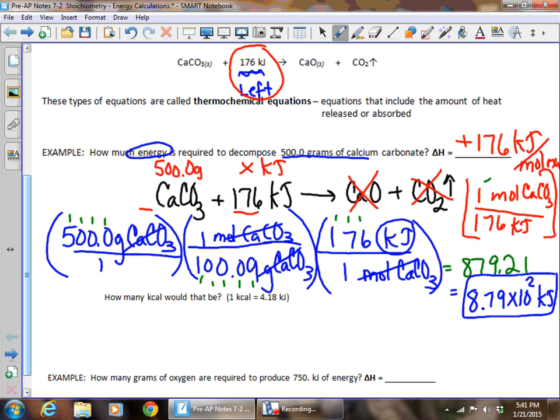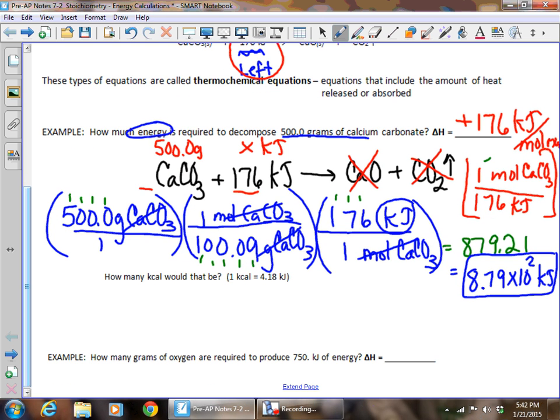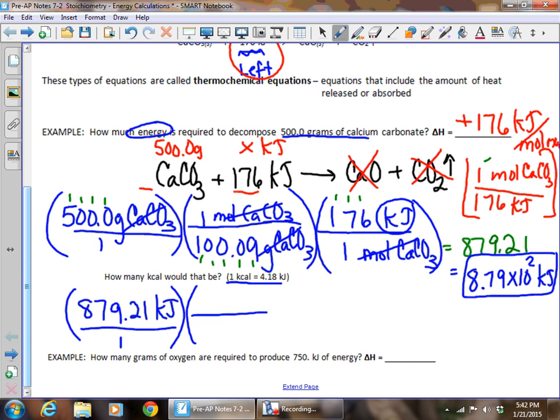Our next problem asks us how many kilocalories or kcals that would be. And the conversion factor is that 1 kcal or kilocalorie is 4.18 kilojoules. So I'm going to start with my value that I just determined. Now remember, we don't want to use a rounded value, so I'm going to go back to my 879.21 kilojoules and convert that to kcals or kilocalories.